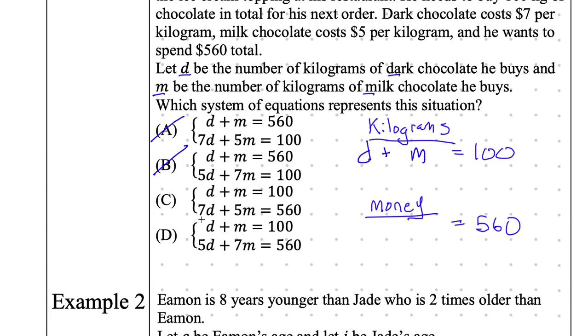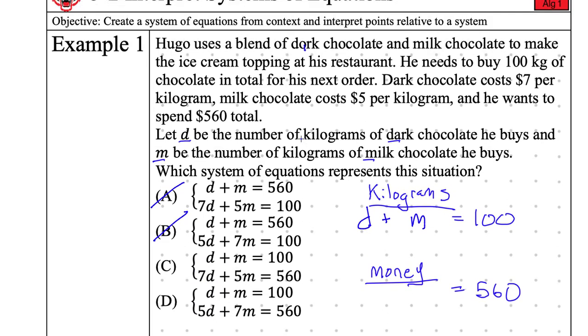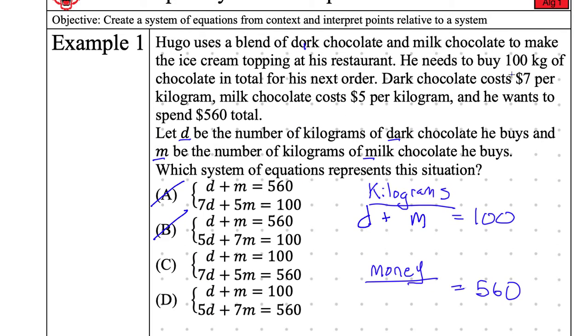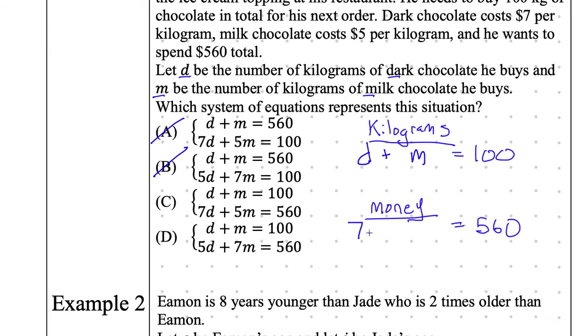Now we need the correct units. Is it 7D or is it 5D? Well, what makes sense? So if I come up here, take a look. Dark chocolate costs $7 per kilogram. So D for dark chocolate, remember. So it's going to be 7 times D, and then the other one, 5 dollars per kilogram for milk chocolate, so 5M. Where's 5M? 7D. Correct answer is C.